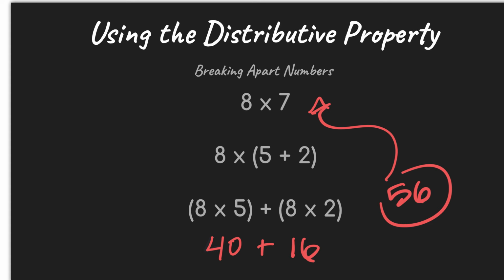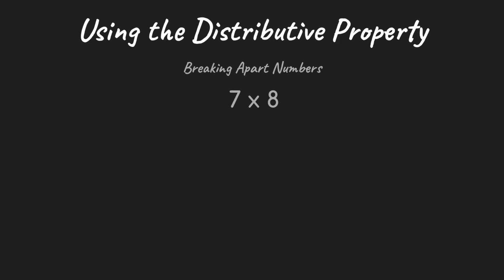Look at that. It's 7 times 8. See a pattern? It's the same thing. 8 times 7, 7 times 8, it's the same thing. We're just flipping it. Instead of breaking up the 8, we're going to do 5 plus 3. Because I know I can do 7 times 5. I think I can do 7 times 3.